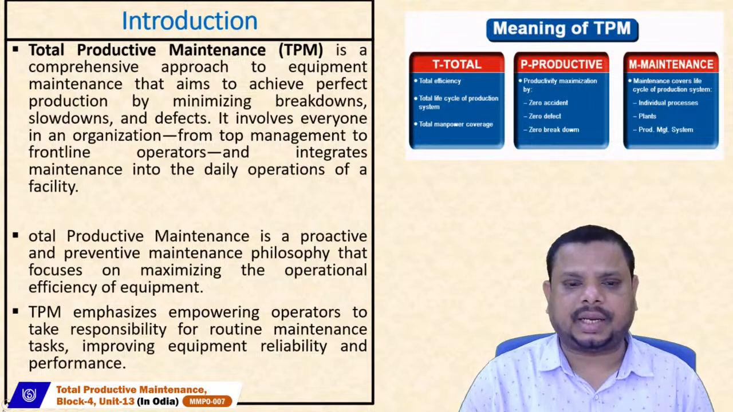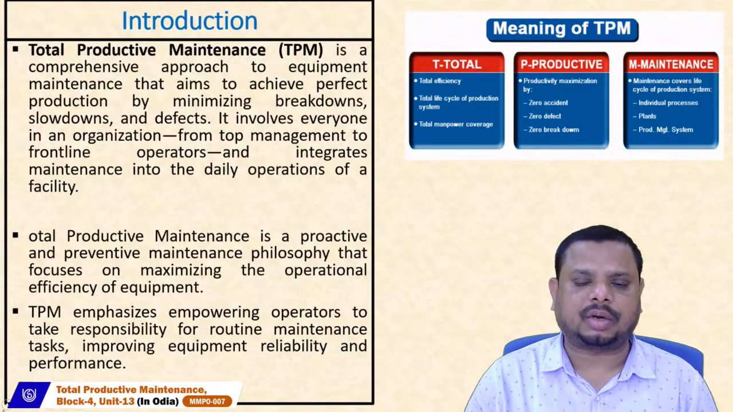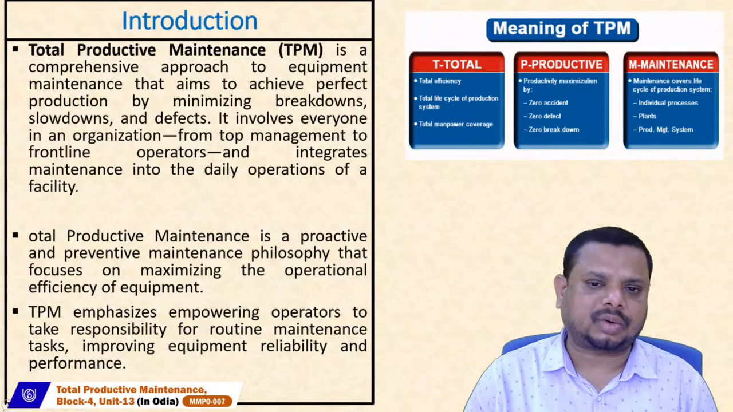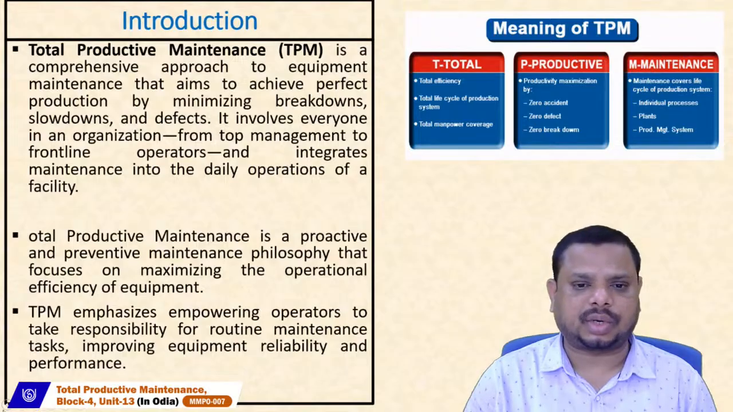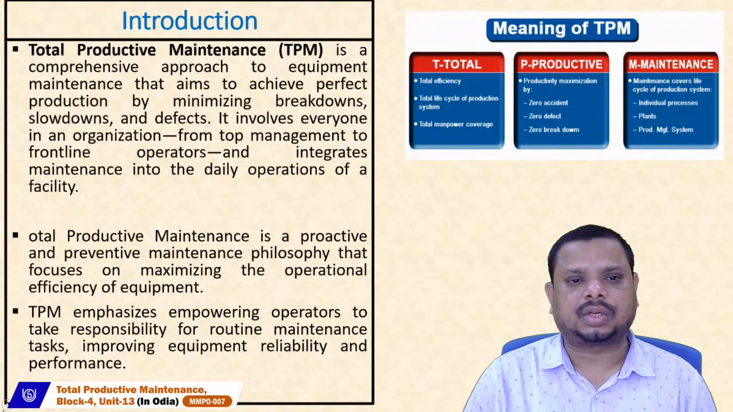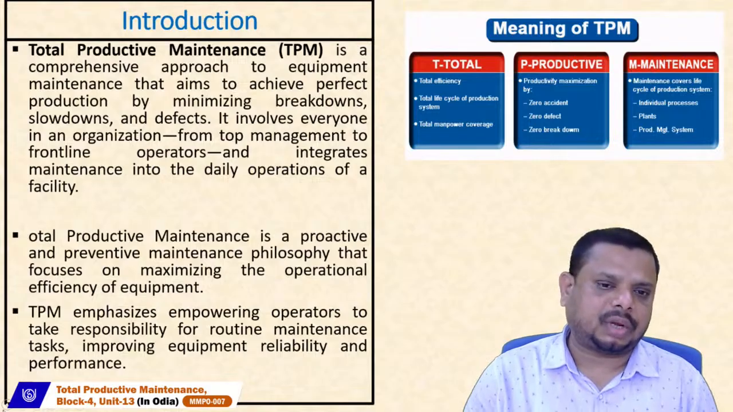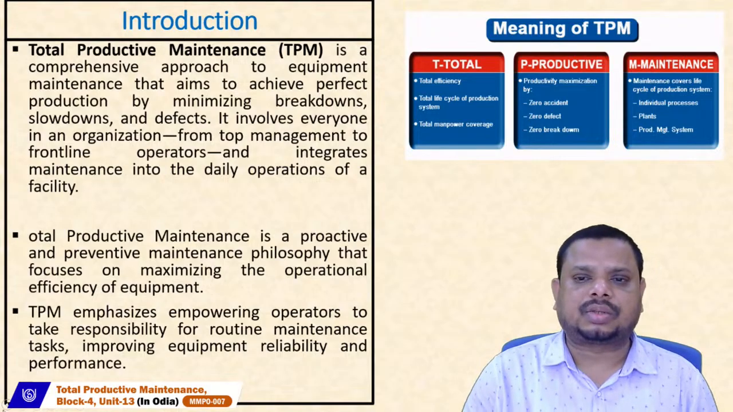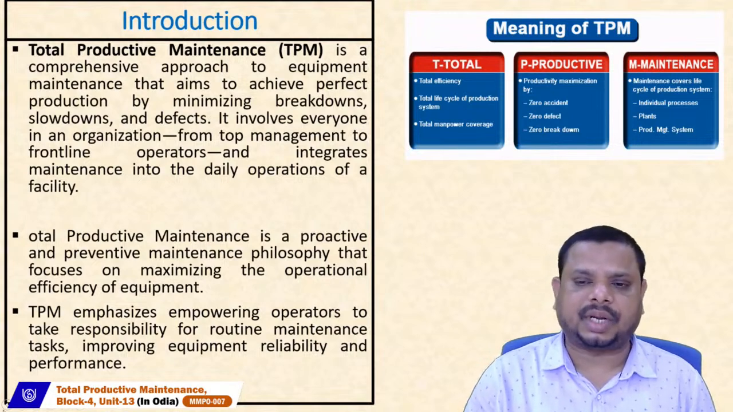So the third point indicates how the operators are involved in routine maintenance, which includes daily, weekly or monthly maintenance to improve equipment efficiency, reliability as well as performance, so that the organization can achieve production-oriented goals. So this is the overview of total productive maintenance.